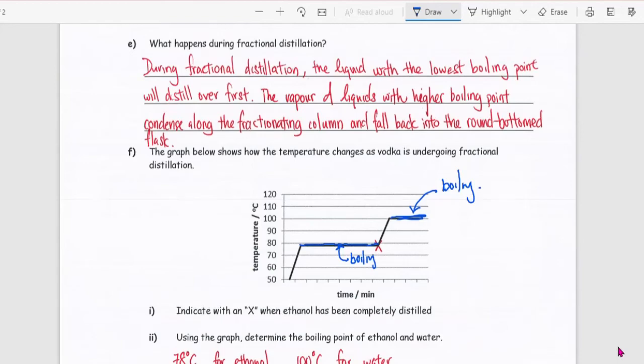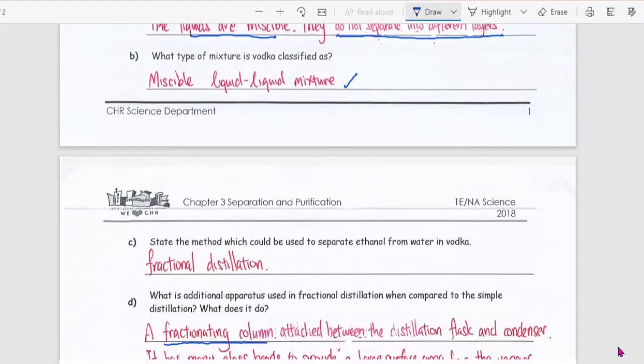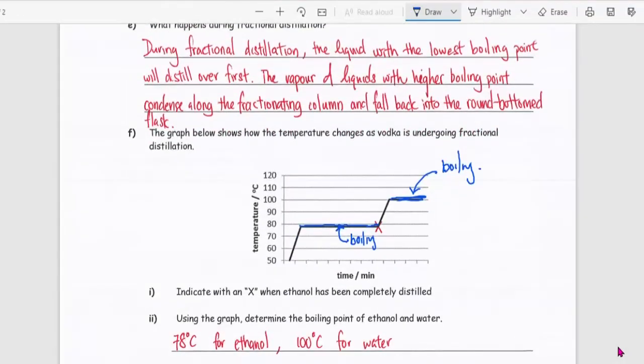So which substance will boil first? If you look at it, you're not sure, as there's no info here. But just to let you know, water boils at 100, so this must be ethanol. So boiling is occurring for ethanol here, and this is the boiling for water. Indicate X when ethanol has been completely distilled. You can see the temperature remains constant at 78. When all the ethanol has been fully distilled, the temperature will continue to increase. So at this particular point over here, all the ethanol has been completely distilled.